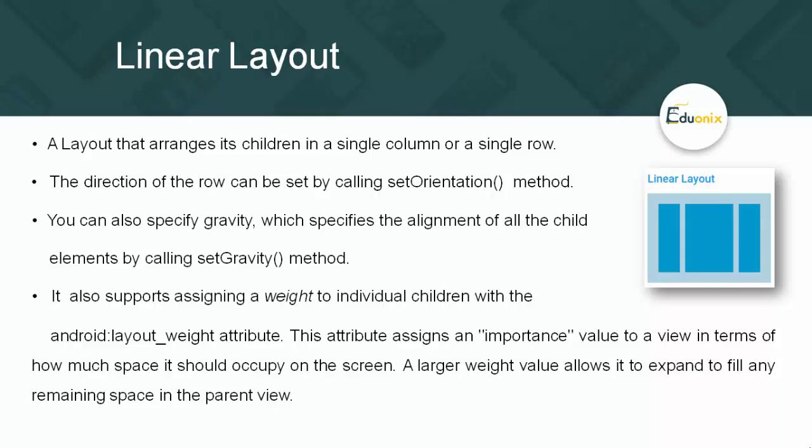Android orientation equals vertical. We use the Android orientation attribute at the time of using the linear layout inside an XML file. Using the Android orientation attribute, we can set the orientation to horizontal or vertical. However, if we want to programmatically create the layout, we need to use the set orientation method. Similarly, we can also programmatically define the alignment of all the child elements by calling the setGravity method. On the next slide, we will learn how to create a linear layout and become familiar with its attributes.